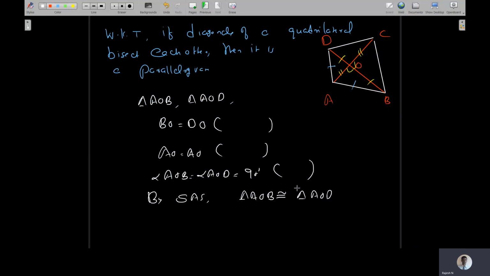If AOB and AOD are congruent, what we can say? AB is equal to AD. Already it is a parallelogram. Parallelogram means opposite sides are equal. But now it is proved that these adjacent sides are equal. Therefore, since AB is equal to BC is equal to CD is equal to AD, ABCD is a rhombus. So first we proved that this is a parallelogram. Parallelogram means opposite sides are equal. Next, to show adjacent sides are equal, we proved like this.